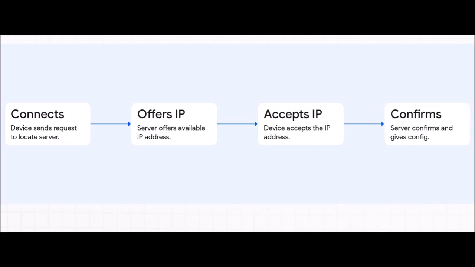Step 1. The device connects and sends a broadcast request to locate the DHCP server. Step 2. That server responds by offering an available IP address. Step 3. The device accepts this IP. And finally, Step 4. The server confirms the assignment and hands over any additional network configuration details. If you can clearly describe this precise 1, 2, 3, 4 sequence, you leave the examiner absolutely no choice but to give you maximum points.